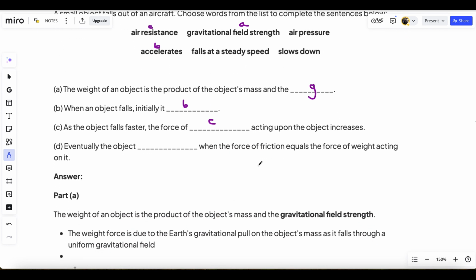Now let's see the next one. Eventually, the object dash, when the force of air resistance equals the force of the weight acting on it, it reaches terminal velocity, or steady speed. Since they did not use the word terminal velocity, they used steady speed. In some cases they use terminal velocity. So here you write D. Don't just write A, B, C, D, write the words for the purpose of clarity. So you write here falls at a steady speed.